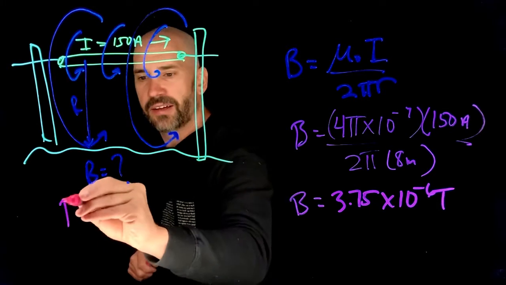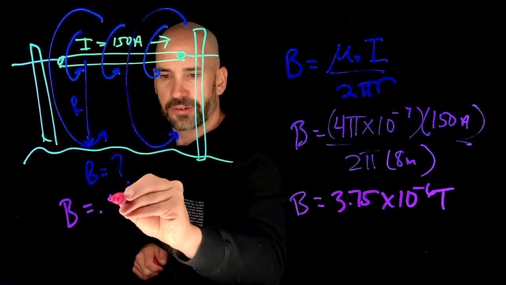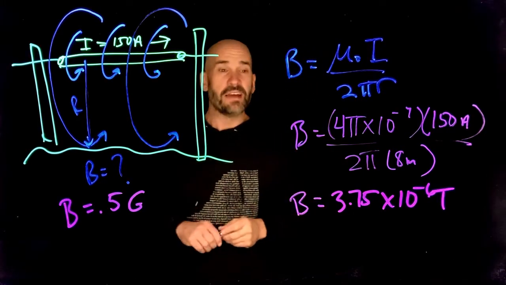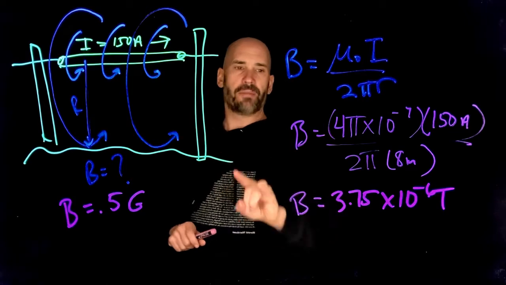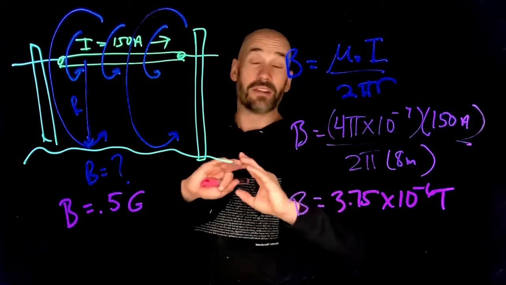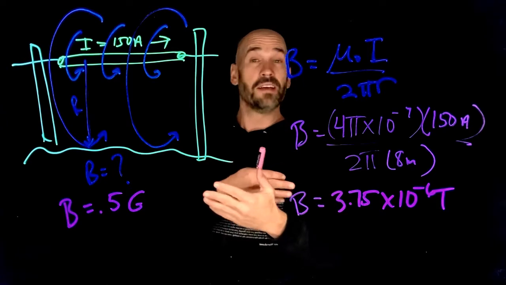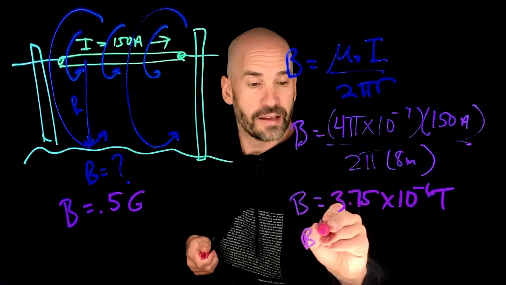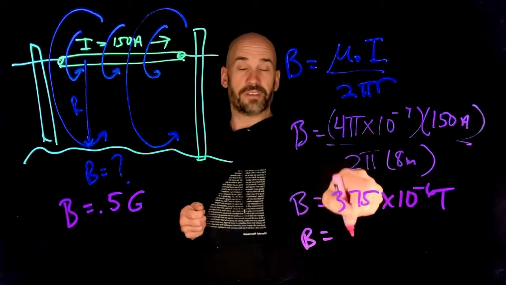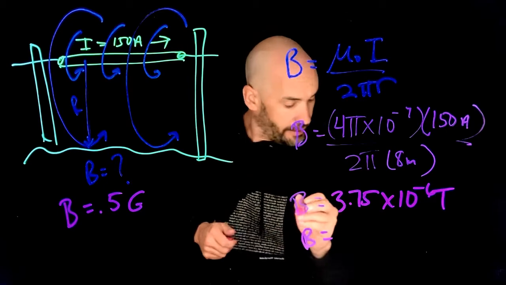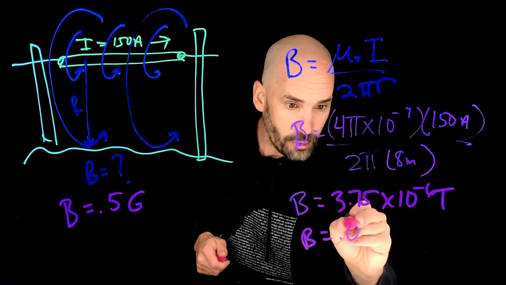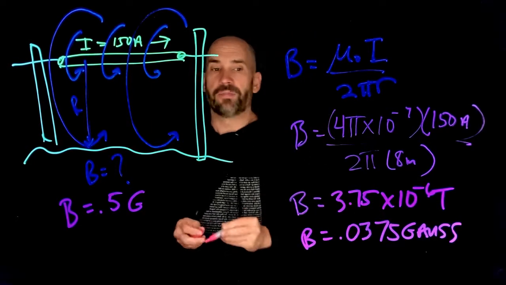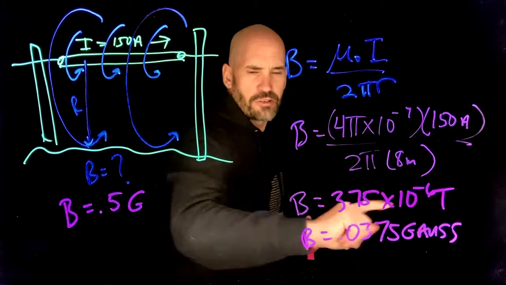But we want to compare that to 0.5 Gauss, okay? Now, Gauss is another unit for magnetic fields. Very easy to look that up. I don't remember the conversion off the top of my head, but there are many programs that will do it for you, or you just find the conversion and do the ratio between the two. Very easy. I find out that when I put this magnetic field in Tesla and convert it to Gauss, I get 0.0375 Gauss.